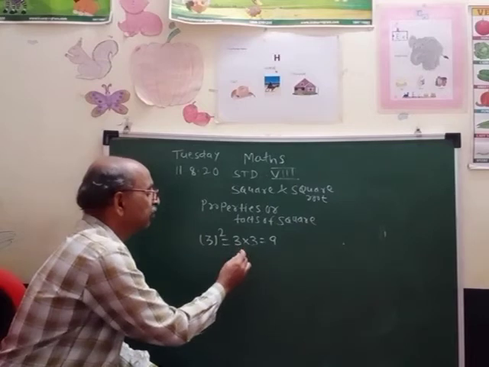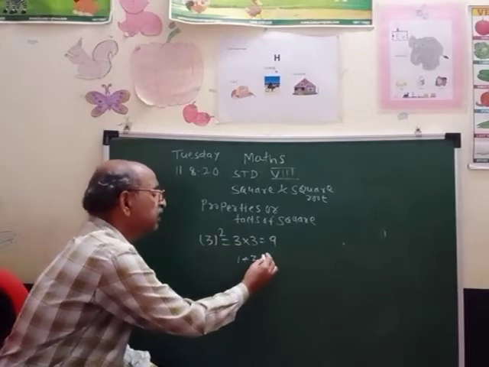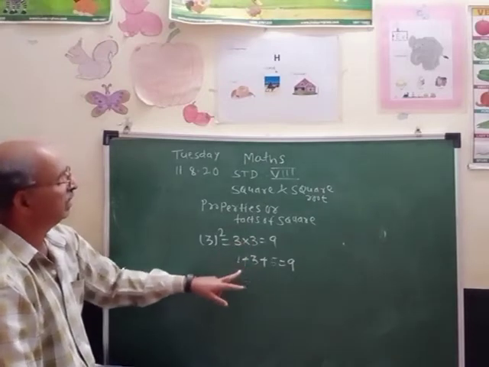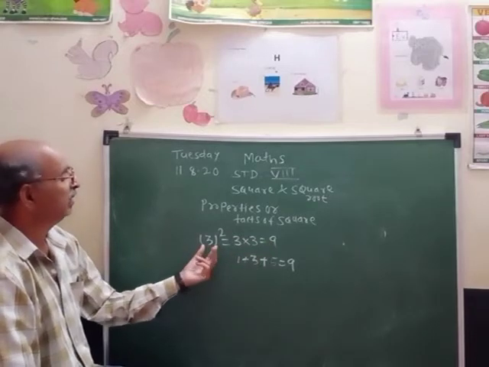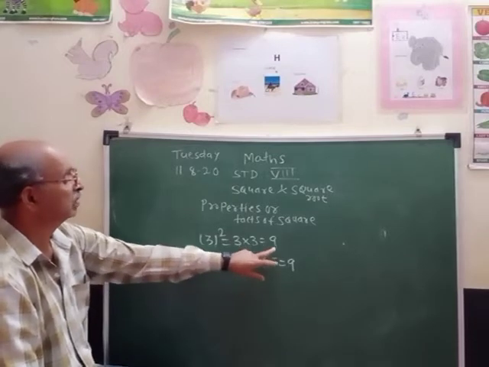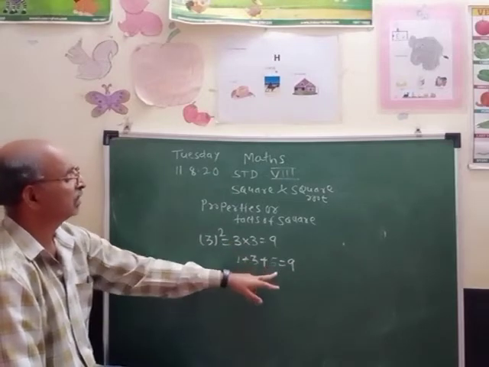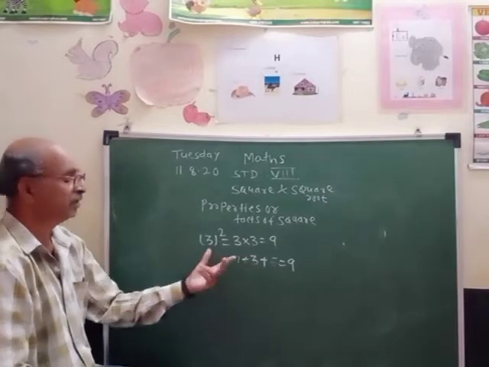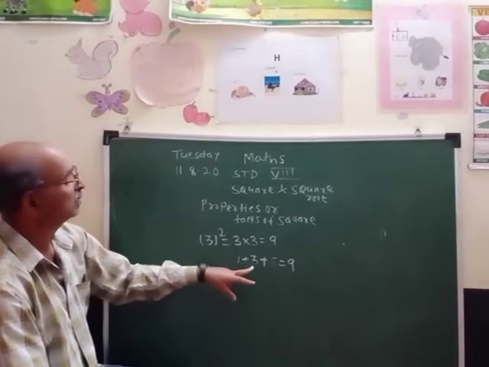So the first odd number is 1, then the second odd number is 3, then the third odd number is 5. So if we add these odd numbers, we get the square. So the square of any natural number is the sum of the first n odd numbers. So 9 is the square of 3, and it is the sum of the first n odd numbers, that is 1 plus 3 plus 5, that is 9. So this is one more property. The square of any natural number is equal to the sum of the first n odd numbers.